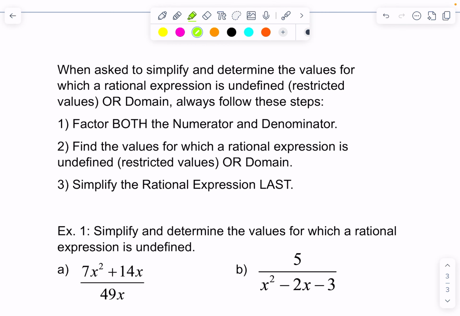When asked to simplify and determine the values for which a rational expression is undefined, in other words, the restricted values or domain, always follow these steps, please. Number 1, factor both the numerator and the denominator. Number 2, find the values for which the rational expression is undefined, in other words, the restricted values or your domain. And last but not least, once it's completely factored and you found your restrictions, now you can simplify the rational expression.